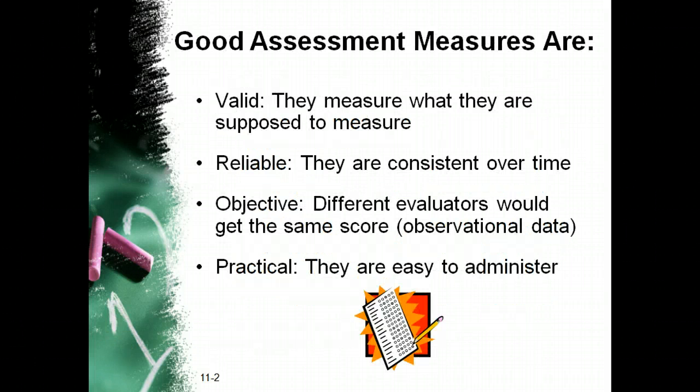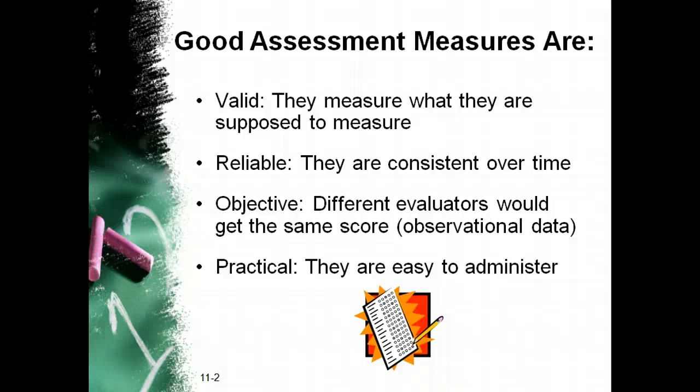Good assessment measures have four different types of characteristics. First of all, they have to be valid. They have to measure what they are supposed to measure or what they purport to measure. They need to be reliable or consistent over time. If I give a test one day to a class and I give it to the same class the next day, they should get the same results.